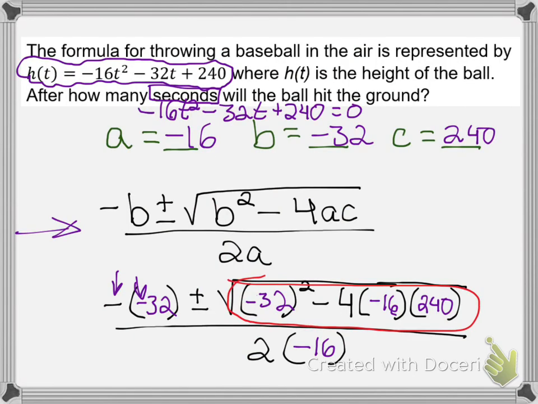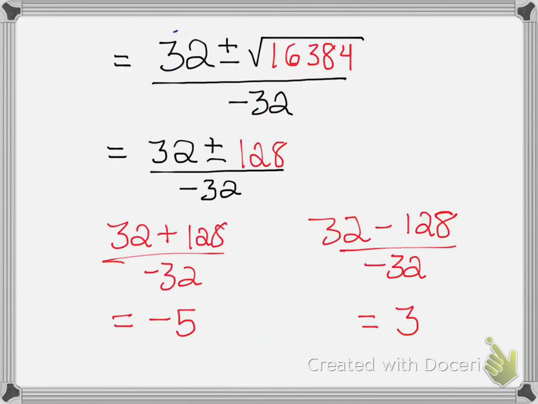Now let's go back. They asked us how many seconds. So you know how to count seconds, right? Like 1, 2, 3, 4, 5, 6, 7. Not once did I say negative 1, negative 2, or anything like that, right? So between these two options as my answers, which one do you think will represent time? Yep, 3. So therefore, my answer is 3 seconds.